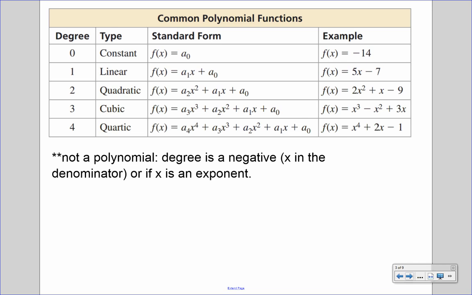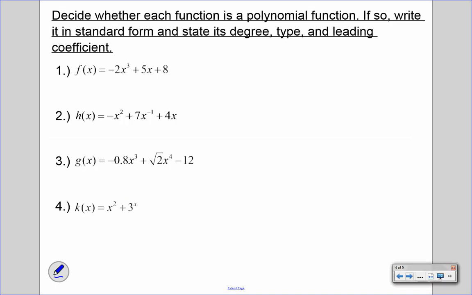Now, there are a few things that are not a polynomial. One is when the degree is negative, like x to the negative 1, which can be rewritten as 1 over x. So if we have a variable in the denominator, it's not a polynomial either. Another example is if x is an exponent. So if we have 2 to the x, that is not a polynomial either. Those are two things you have to look for to see if it's a polynomial or not. So we're going to use this chart and this information to answer some questions about polynomials.